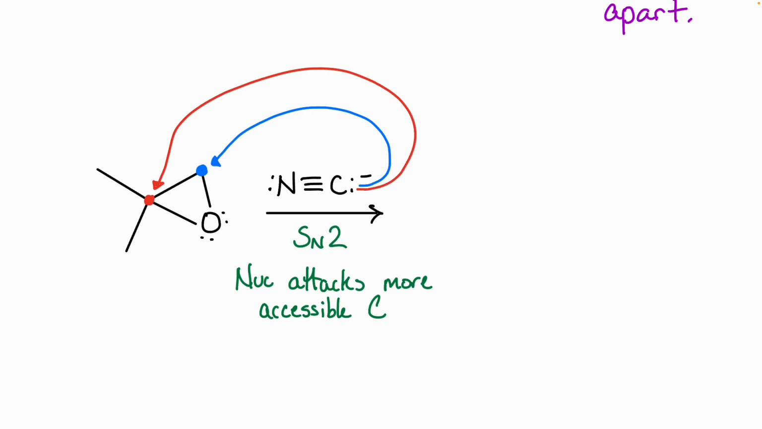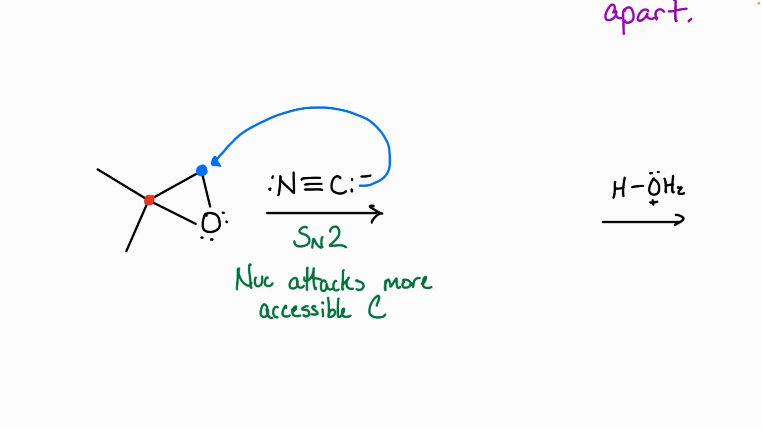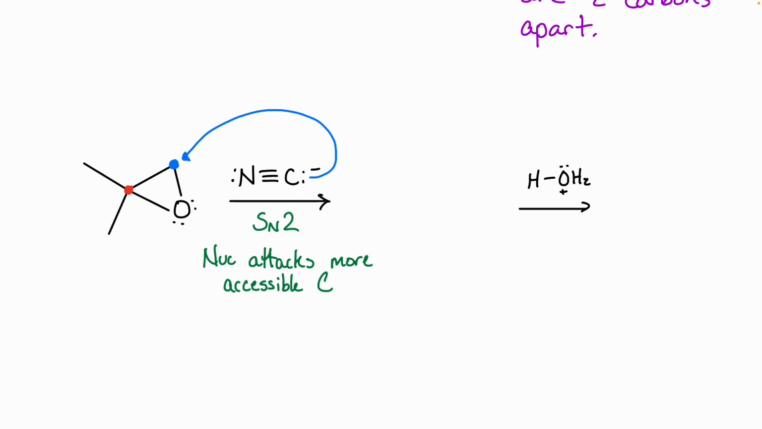All right, I want you guys to finish this mechanism. I put in that first electron pushing arrow. I want you to finish this mechanism here. I will say that there's going to have to be a second step with that H3O+. But yeah, let's see if we can get our products here.